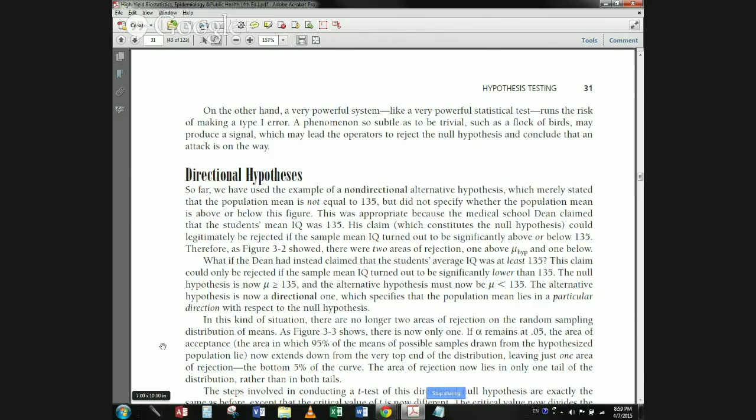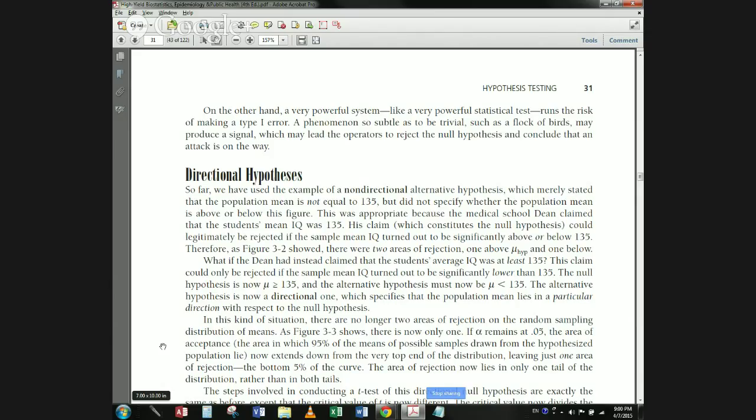What if the dean had instead claimed that the students' average IQ was at least 135? This claim could only be rejected if the sample mean IQ turned out to be significantly lower than 135. The null hypothesis is now mu is greater than or equal to 135, and the alternative hypothesis must now be mu is less than 135. The alternative hypothesis is now a directional one, which specifies that the population mean lies in a particular direction with respect to the null hypothesis.